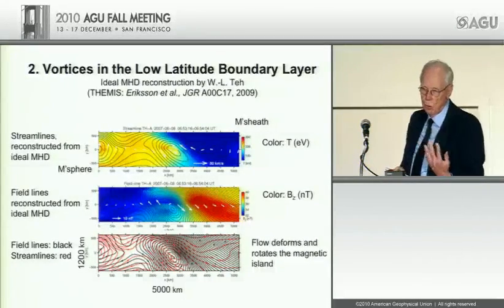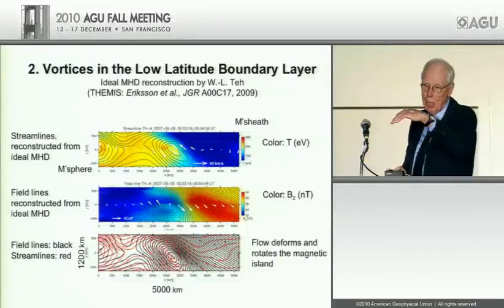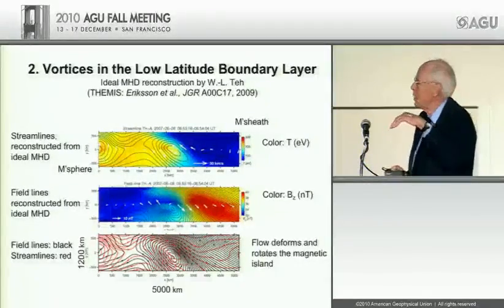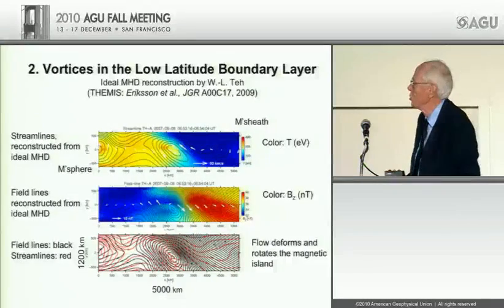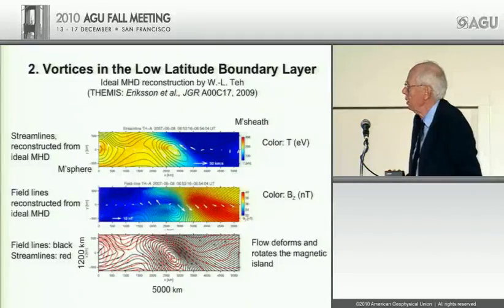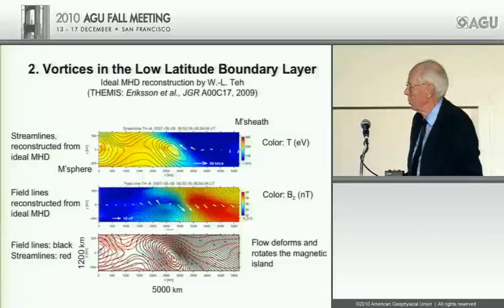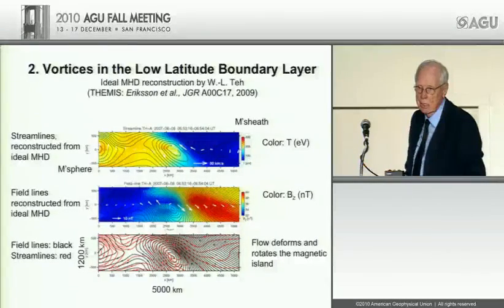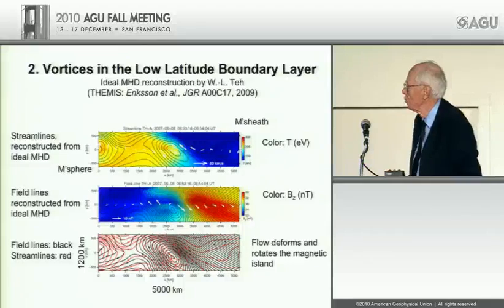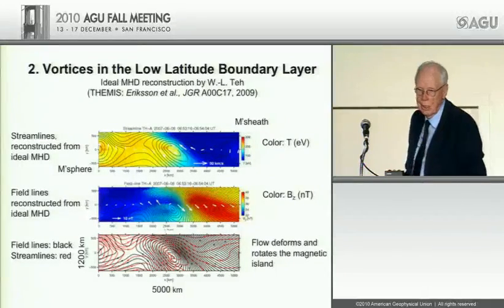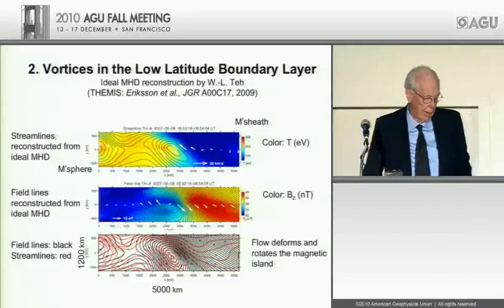Those features ought to project into the ionosphere with an appropriate transfer function and should be visible in the high latitude ionosphere. Now the bottom panel shows an overlay of field lines, which are black, and streamlines, which are red. And you can see that they are not the same. The flow is not exactly along the magnetic field. They are similar, but not the same. And what that means is that this map is not time independent. It's time aliased, and the flow must be deforming the island and rotating it and so on, if you look at it in detail.